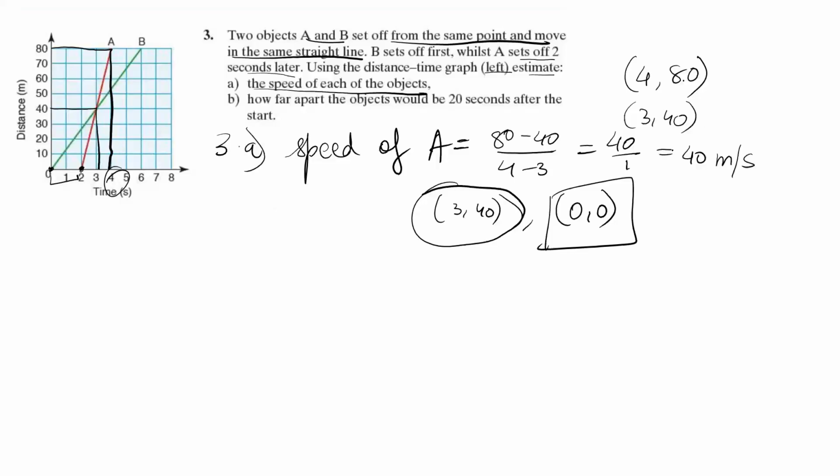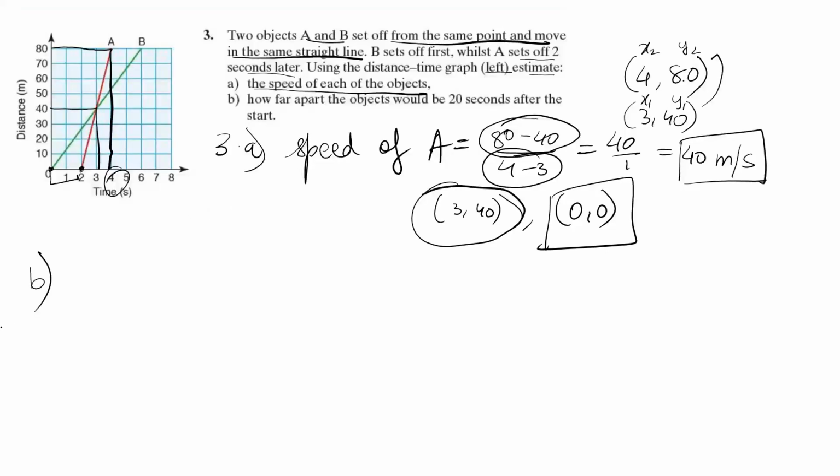So yeah, we just took 2 points. This was our x1, this was our y1, right? This was our x2, this was y2. Honestly, it doesn't matter, but just the way we did it, this was y2, this was y1, this was x2, this was x1. We did y2 minus y1, which was the numerator, and x2 minus x1, which is the denominator, and that's how we got the answer. Okay, part B.